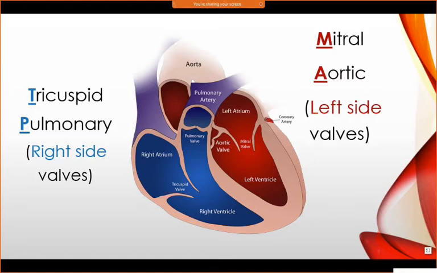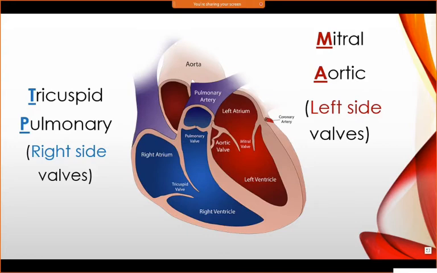TP-MA is kind of like what somebody would scream out if you're running out of toilet paper in the bathroom. But TP is on the right side of the heart, and MA is on the left side of the heart. You have your tricuspid and your pulmonary valves on the right side of the heart, and your mitral and aortic valves on the left side of the heart.